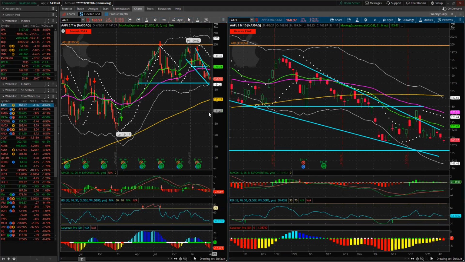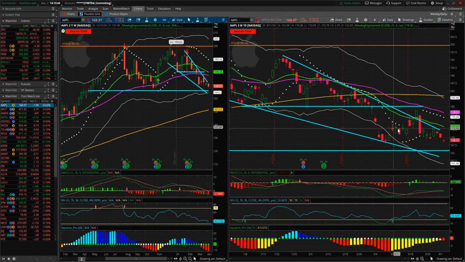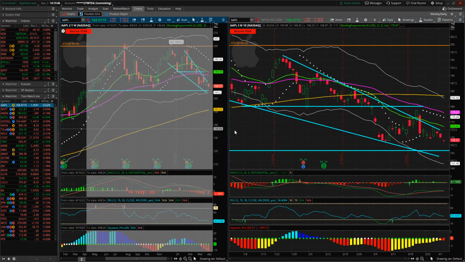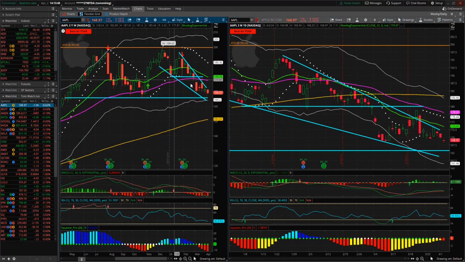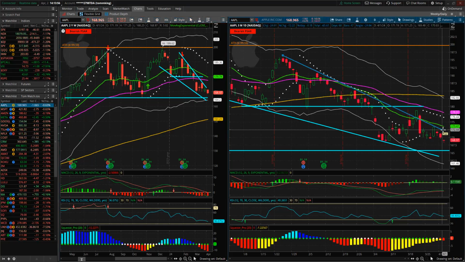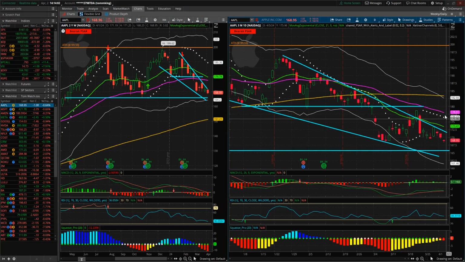Apple. Okay, Apple. What's the pattern? If you're looking at the weekly, what's this pattern in here? It's a falling wedge, which can be somewhat of a bullish pattern if we break to the upside. So what we're going to be watching on Apple is, does Apple break to the upside of this falling or descending wedge pattern on the weekly? And so what do you want to play in here?